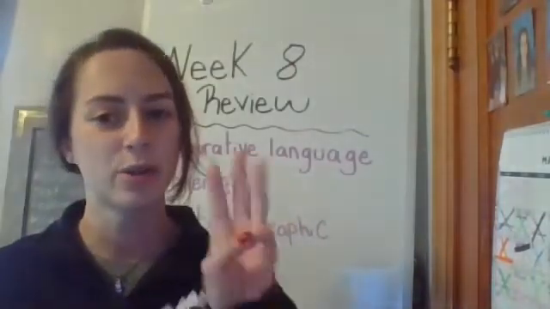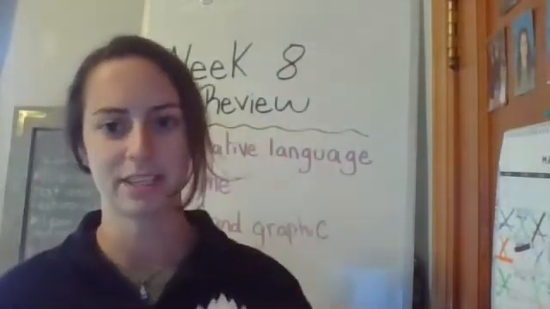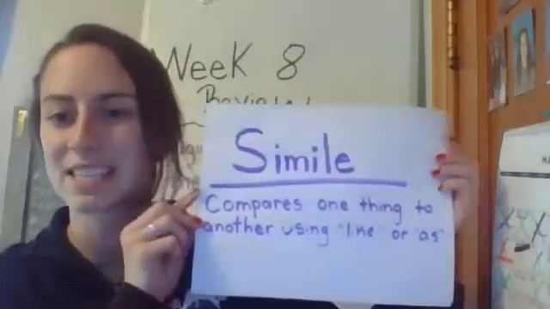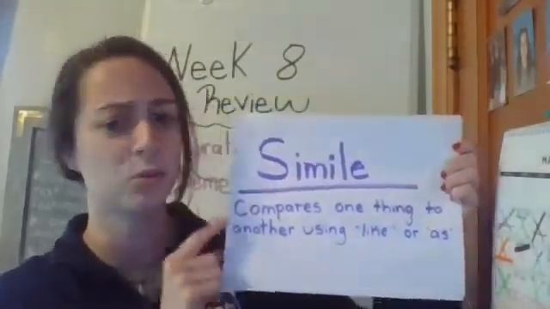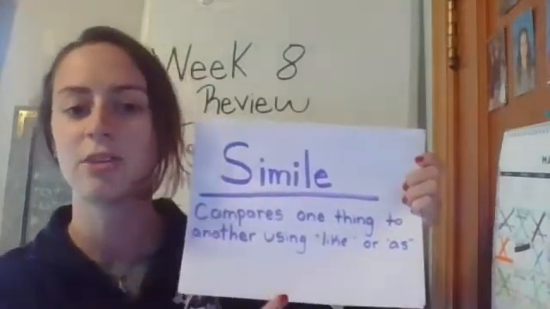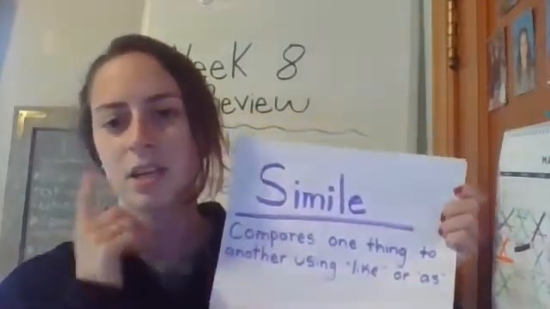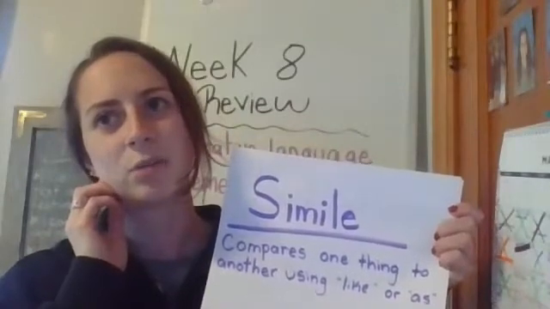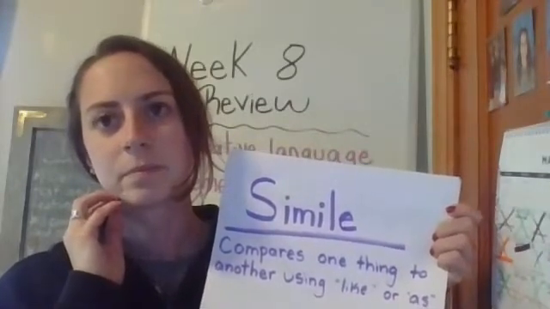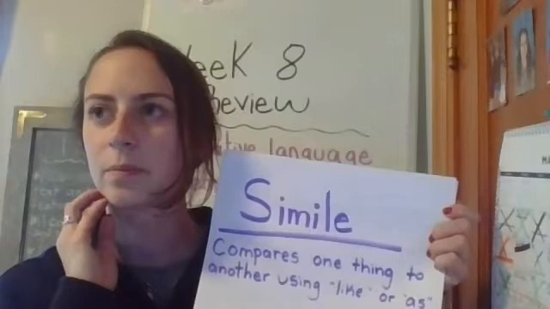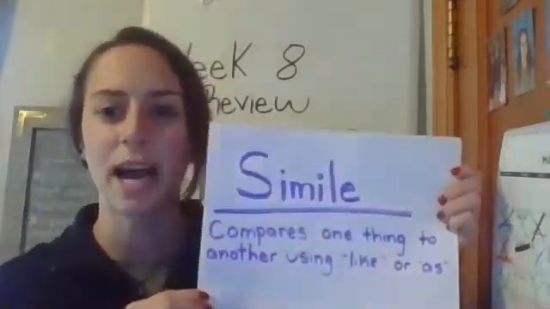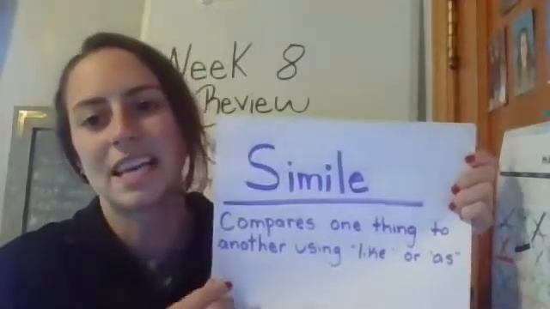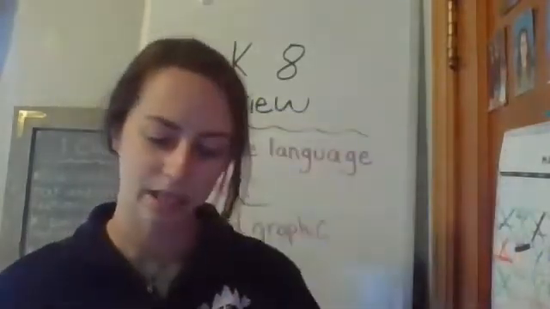We talked about 3 main types of figurative language. The first one was a simile. If you remember, similes compare one thing to another using like or as. So an example I gave you was, her cheeks were like roses. We weren't saying that her cheeks were actually roses. We're just saying that they're like roses.